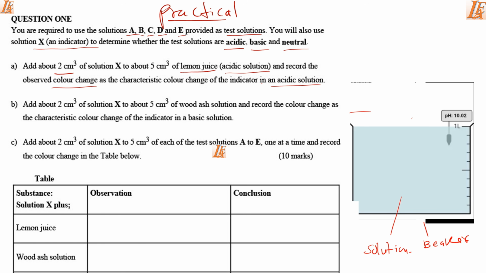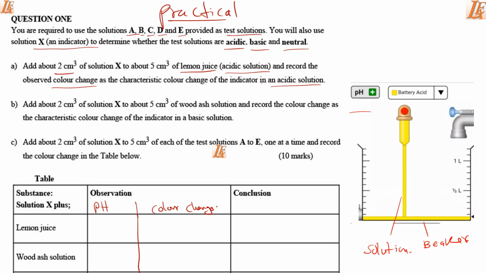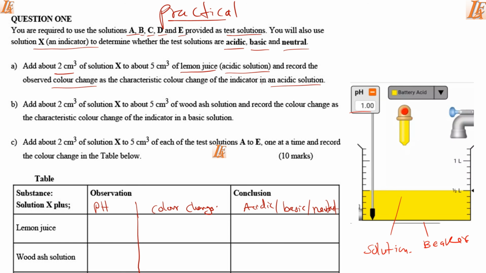Now, in this video, we will make observations in two ways. One, we will make observations on the pH scale. Is it pH 1, pH 2, pH 3, and so on? Then after that, we will also make observations on color change, and then compare it with the pH chart. And then finally, we will conclude whether it's acidic, basic, or neutral. So that's what we are going to do in this video.